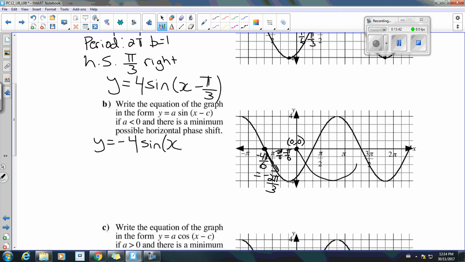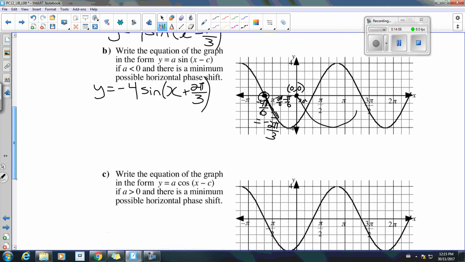So now I've gone left 2 pi over 3. So I'm going to go plus 2 pi over 3. If this is really confusing for you, you can go ahead and graph this in degree mode from negative 180 to 360, and your ticks are going at 30 degrees. It's a lot easier to kind of get our minds around where those are.